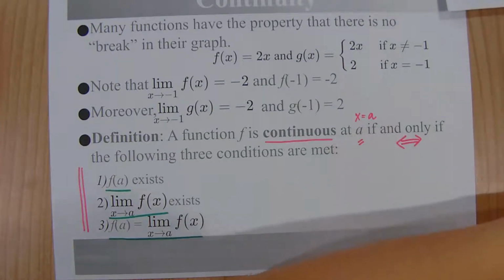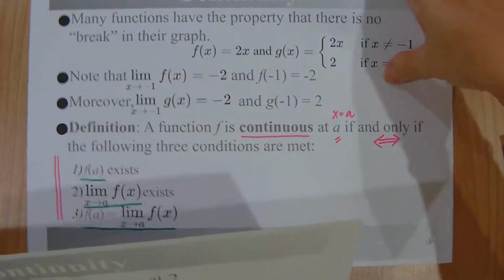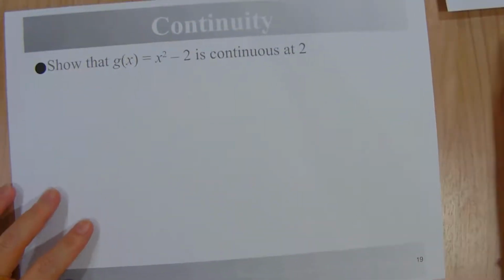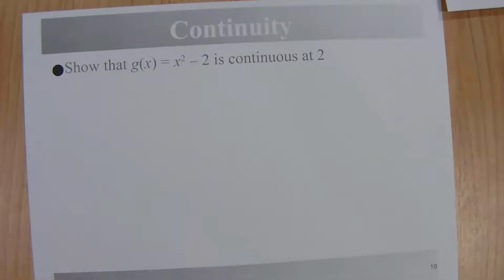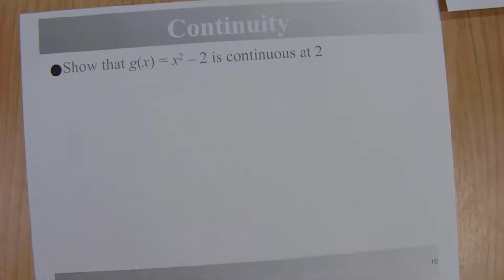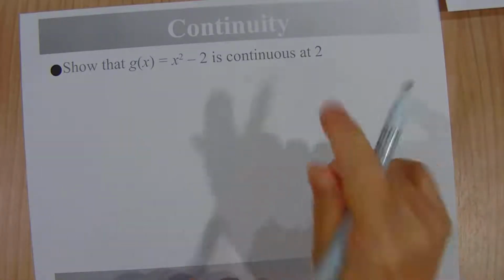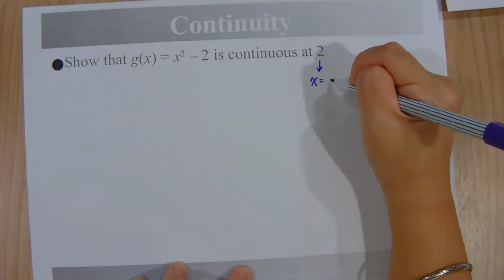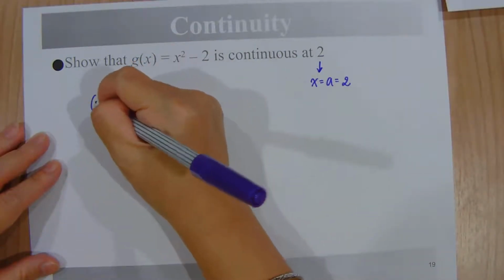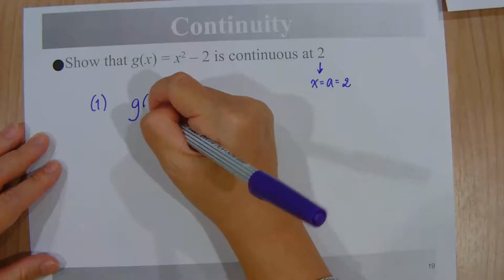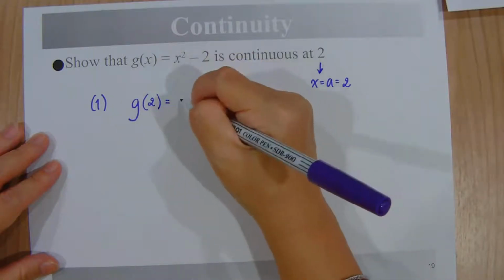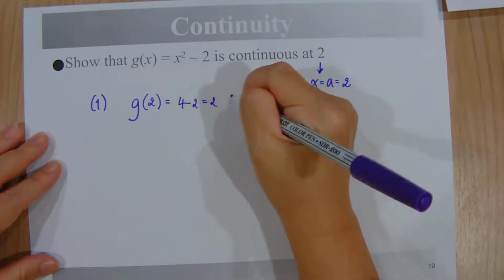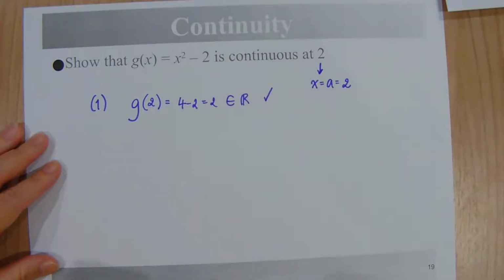Then let's see the examples. On page 19 we have the function g(x) equals x squared minus 2. Check whether it's continuous at x equals 2 or not. So first we have to check the first condition: the value of the function at this point exists or not, which is a real number. So this exists.